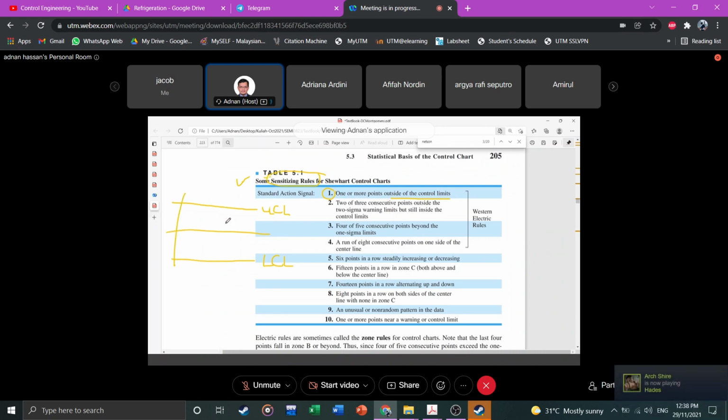Okay, let's see rule number two. Rule number two is 2 of 3 consecutive points outside the 2 sigma. The meaning here is we divide this. Let me exaggerate here a little bit. Let me put a bigger area.